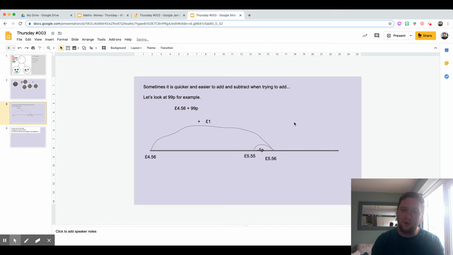So if you're adding 99p, add a pound, add 100 pennies, then take one away. Adding 100 or adding 1 is an easy step. Taking away 1 is an easy step. So you've taken something that's really difficult and you've made it into something that's really easy.